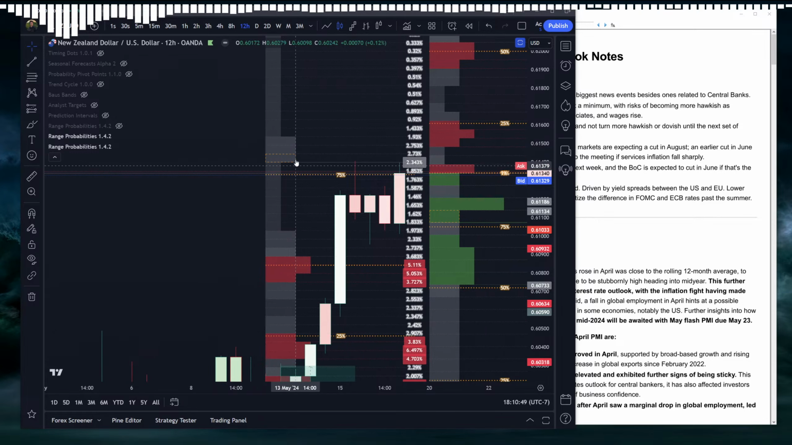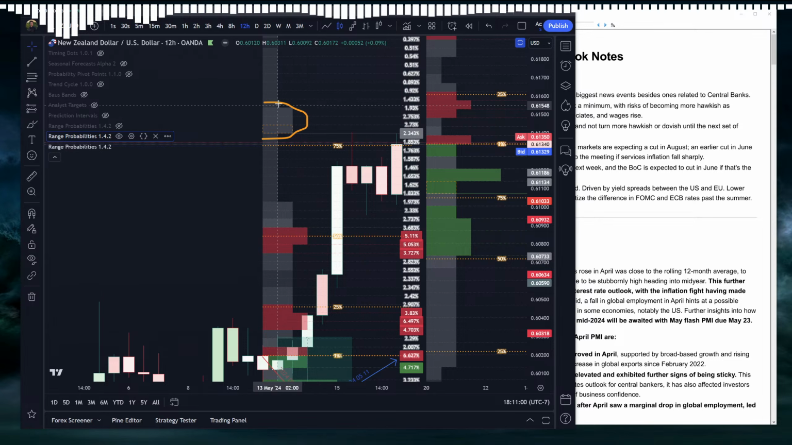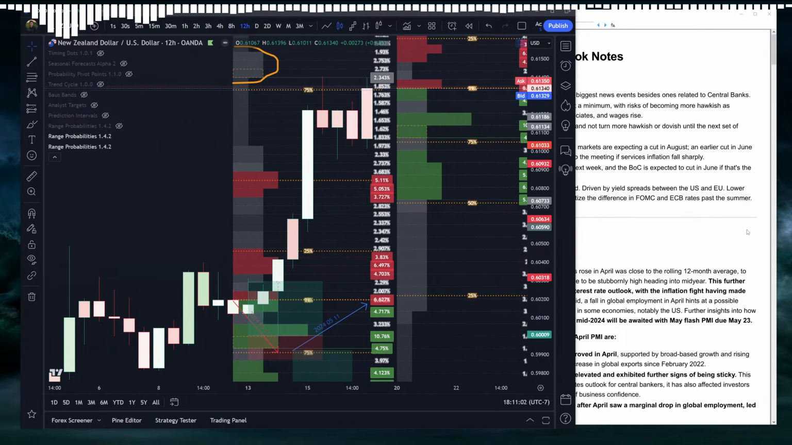And this is the magic of range probabilities. Some of your highs come in really, really big moves, and you get your high for the week somewhere around here in this bump in the distribution of where highs come in for the week.